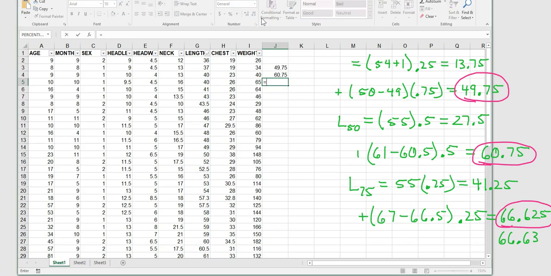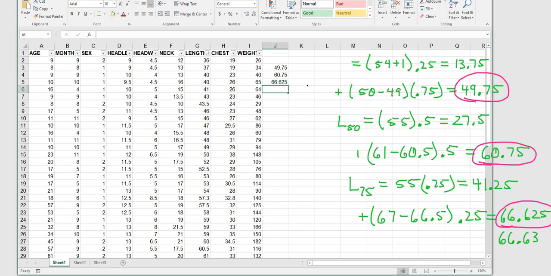And then for the final one, our array are the lengths, comma 0.75. And there we go, 66.625. So that's exactly what we found. And that's how you can do it with Excel.